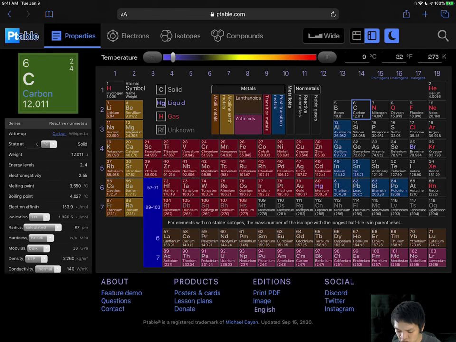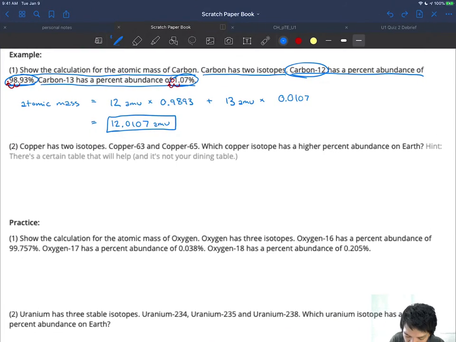This is pretty much the same thing, right? So this is checked. I checked it in the periodic table. You might be wondering, well, if it's on the periodic table, why do we have to calculate it? It's because I want you to know the idea. Where do these numbers come from?